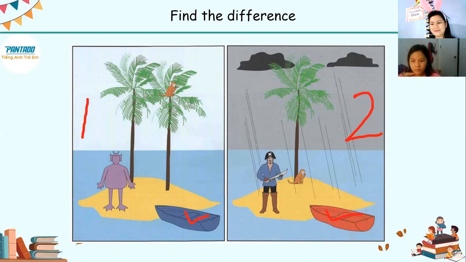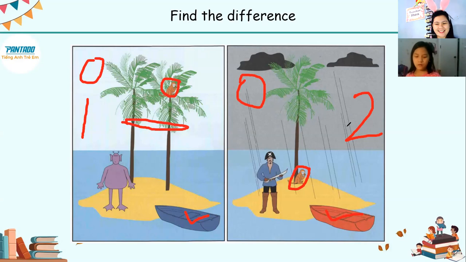What else? In picture one, there is a monkey in the tree. But in picture two, it is under the tree. Okay. What else? In picture one, it is sunny. But in picture two, it is rainy. Okay, good job. What else? In picture one, it has two trees, but in picture two, there is only one. Okay. What else? Are there any differences between the two pictures?